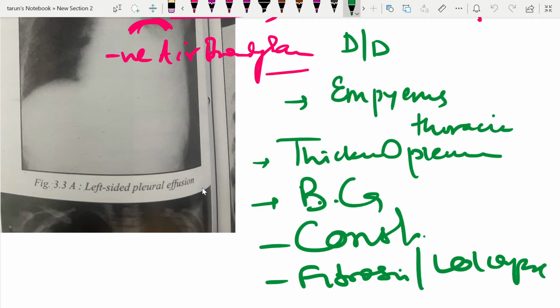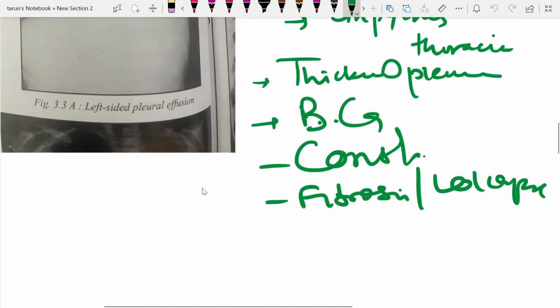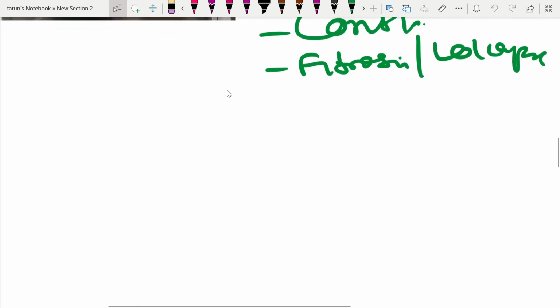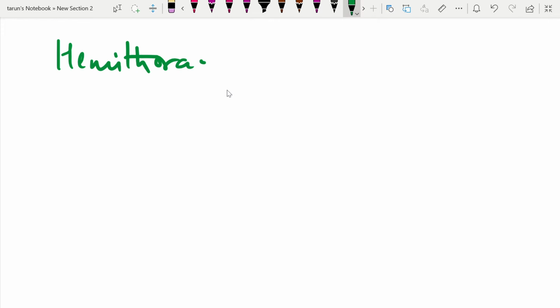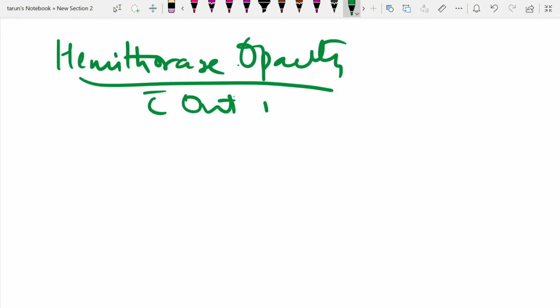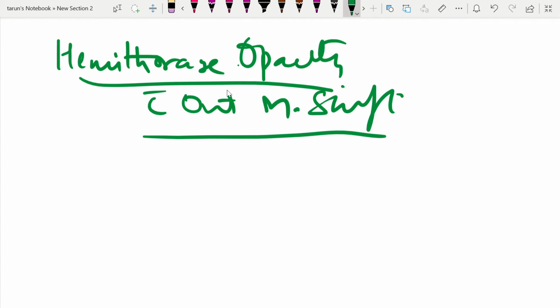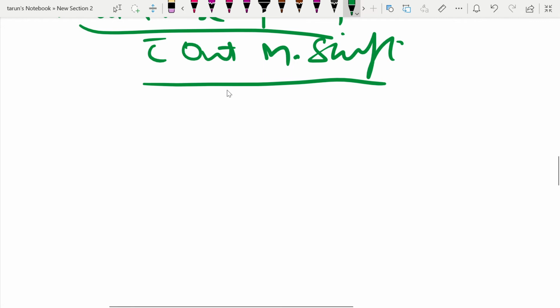Then they can ask one question: hemithorax opacity without any mediastinal shift. Hemithorax opacity is there, but it is not causing any mediastinal shift. What should you look for? Opacity is there, but there is no midline shift. Then you should think that possibly it is a case of consolidation of the lung.